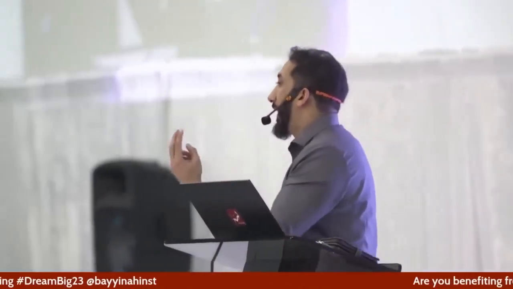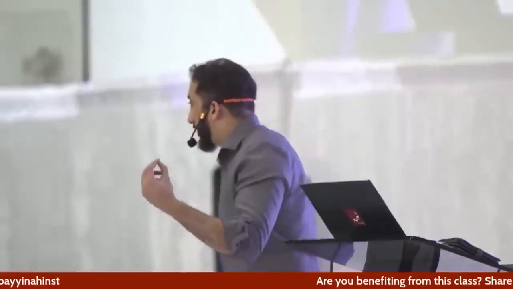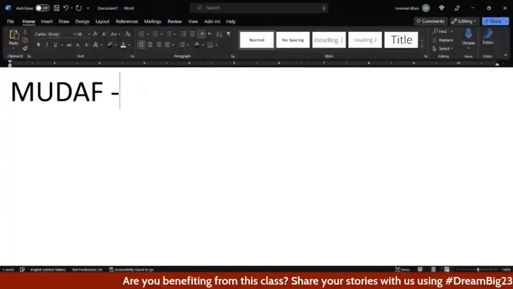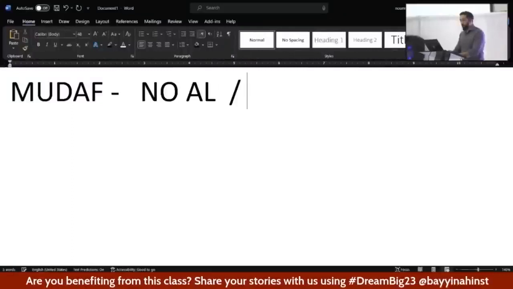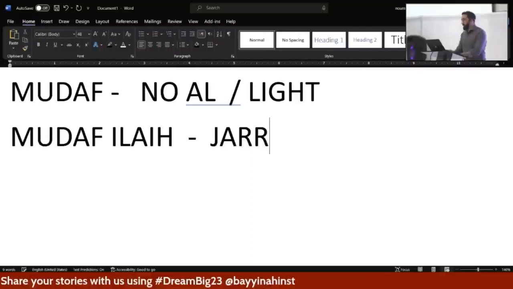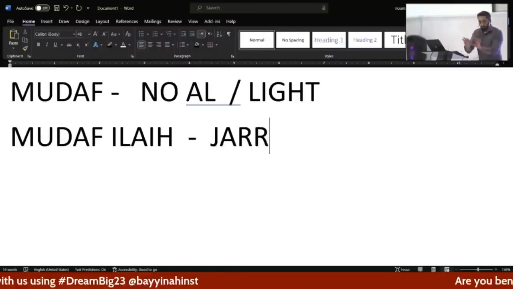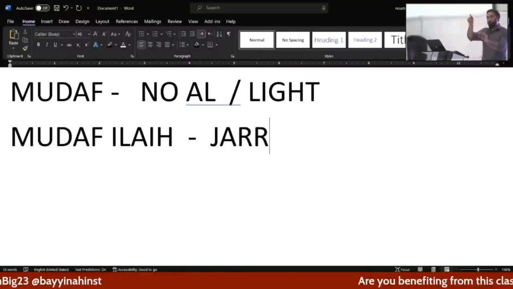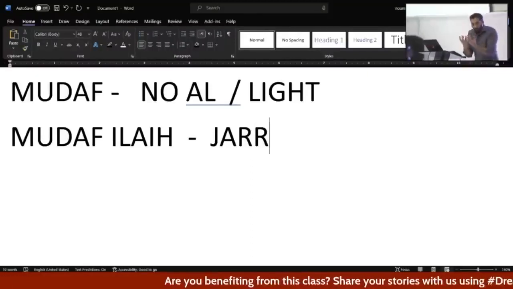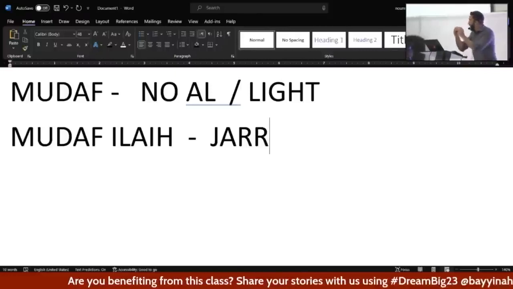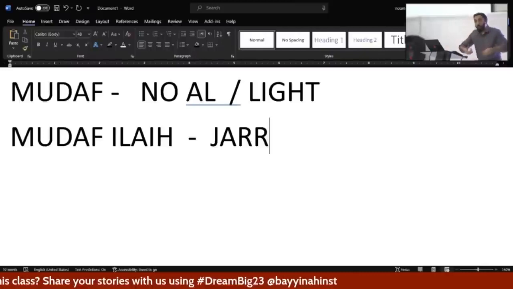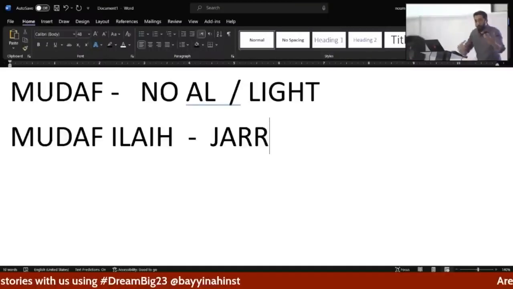It does not like al. Mudhaf does not want al. Okay, so watch this. A Mudhaf wants two things. No al and light. What does the Mudhaf ilayh want? If you can do that to any two words next to each other, automatically an of gets created in Arabic. Automatically what happens in Arabic? Of. There is no of in Arabic. The word doesn't exist. It happens when you get a mudaf and a mudaf ilayh.